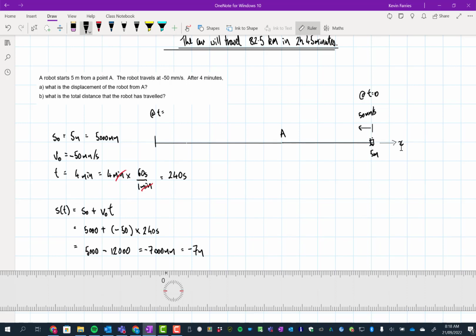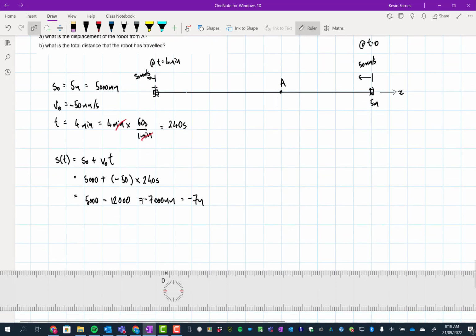So this is at time equals 4 minutes. It's going to be here, the little robot, and it's still going to be heading 50 millimeters per second in that direction. Okay, and so it's come all the way past A and come all the way to here. And so the displacement from A will have to go past here first. And so it's gone past A and gone to the other side. So the displacement from A is now minus 7 meters.